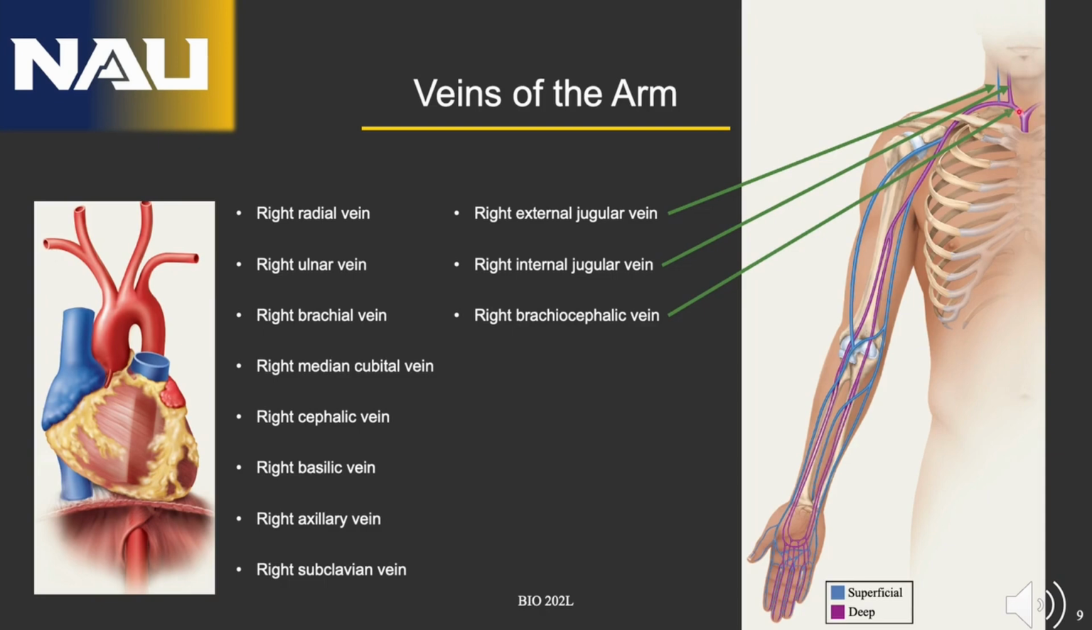The right brachiocephalic vein is formed by the union of the subclavian vein and the internal jugular vein. Both right and left brachiocephalic veins join to form the superior vena cava. Finally, the superior vena cava returns oxygen-poor blood to the right atrium of the heart, completing the pathway of venous blood return from the right arm. Now remember, all of these are also found on the left side. So in the test, if you see an artery or a vein, make sure you say it's left or right.